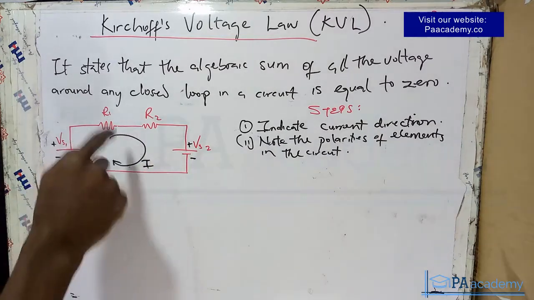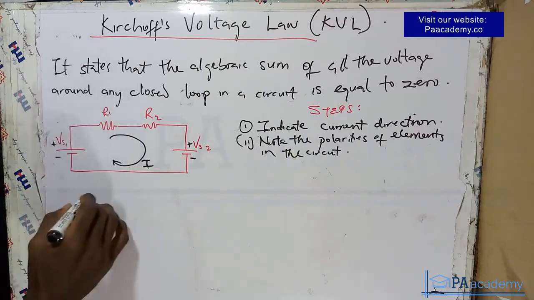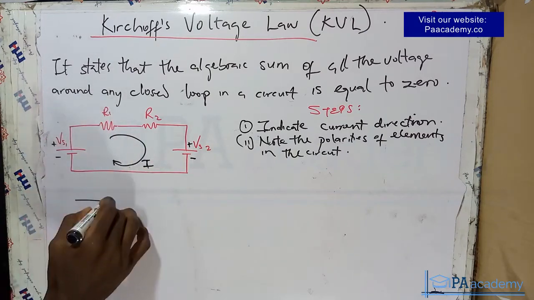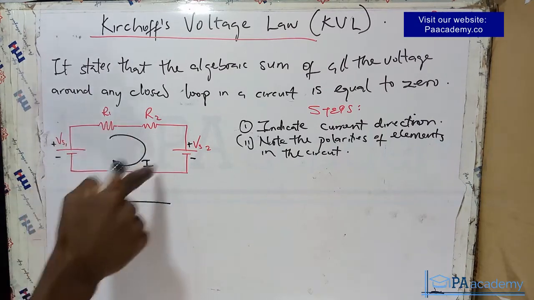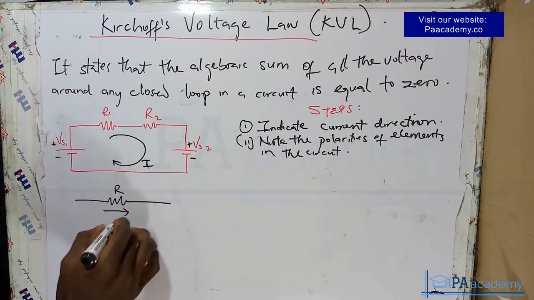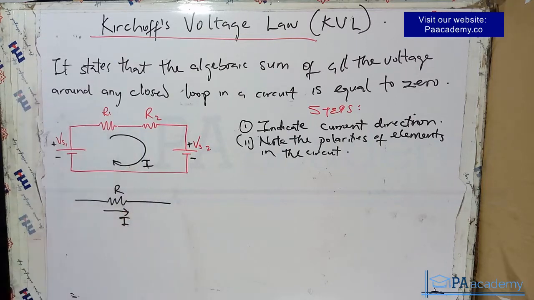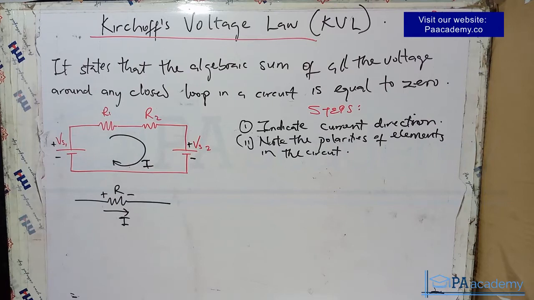So let me just draw this out. So this is our R1. Now in this direction, that means we have our current moving like this, which is the direction of current. So when it is moving like this, our polarity will be like this, from positive to negative. I hope that is clear.